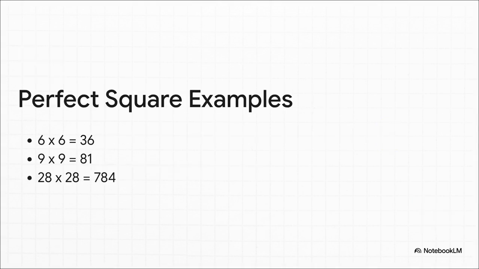For instance, 9 times 9 gives you the perfect square 81. Or 6 times 6 is 36, and 12 times 12 is 144. Each of these results, 81, 36, 144, they're all perfect squares because they come from a whole number multiplied by itself.